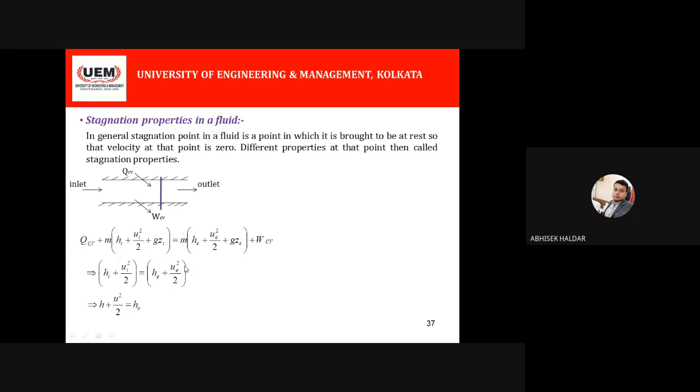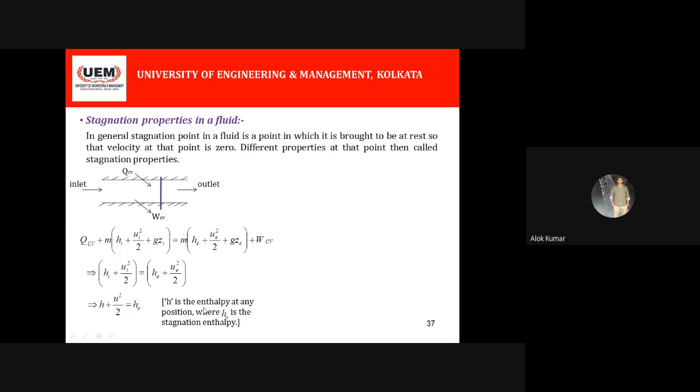And why is this term 0? Because U is 0 there. That is the concept of being at rest, the concept of the stagnation state. There is no velocity as I am putting the obstacle over here. So that's why this part is 0. So this is the simplified equation of the stagnation enthalpy: H naught is equal to H plus U square by 2. These are the inlet properties.